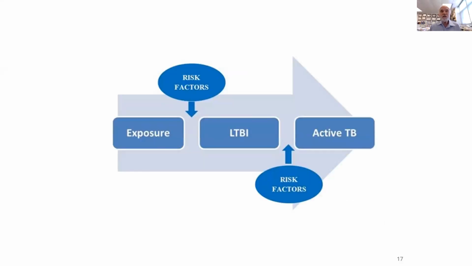So this is a simplistic slide that talks about exposure and then the risk factors that may make you at a higher risk for developing infection, because like I said, 30% will develop infection, but then where do they go from there? And so if you go into latent TB, this is where the TB is persistent but contained. And that's where 90% of individuals will go.